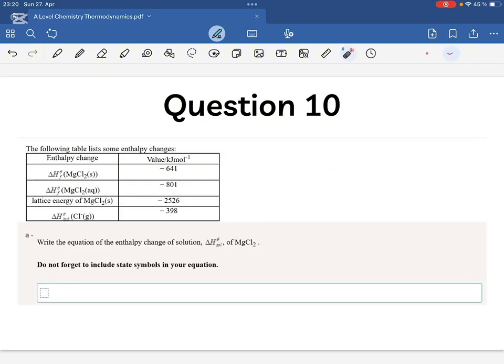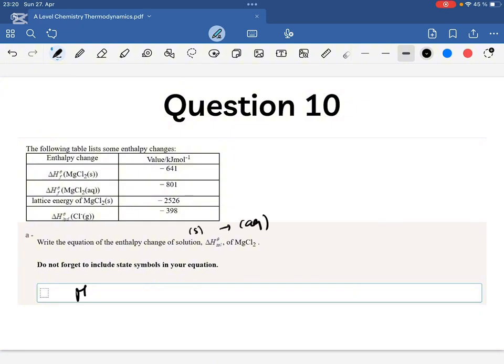Question 10. The following table lists some enthalpy changes. I have the delta H formation of MgCl2 solid, the delta H formation of MgCl2 aqueous, the lattice energy, and the delta H hydration of Cl-. They said write the equation of the enthalpy change of solution. Now the enthalpy change of solution is where I'm going from the solid to the aqueous part.